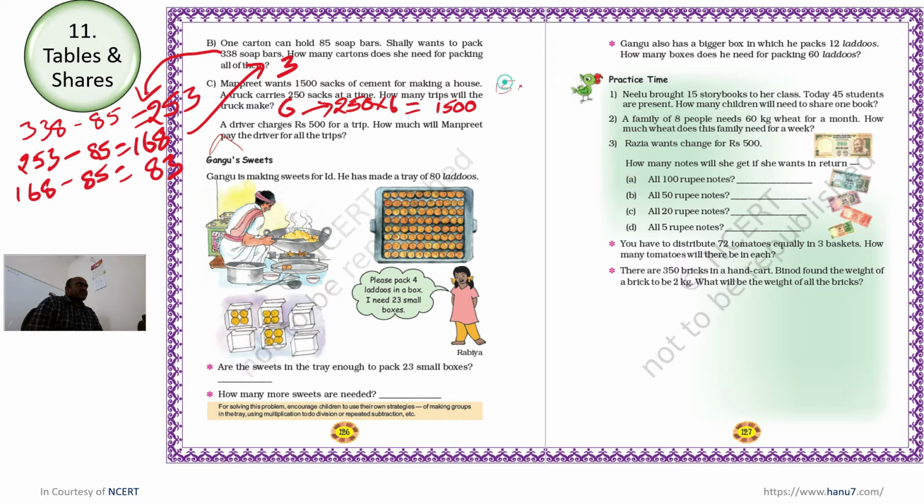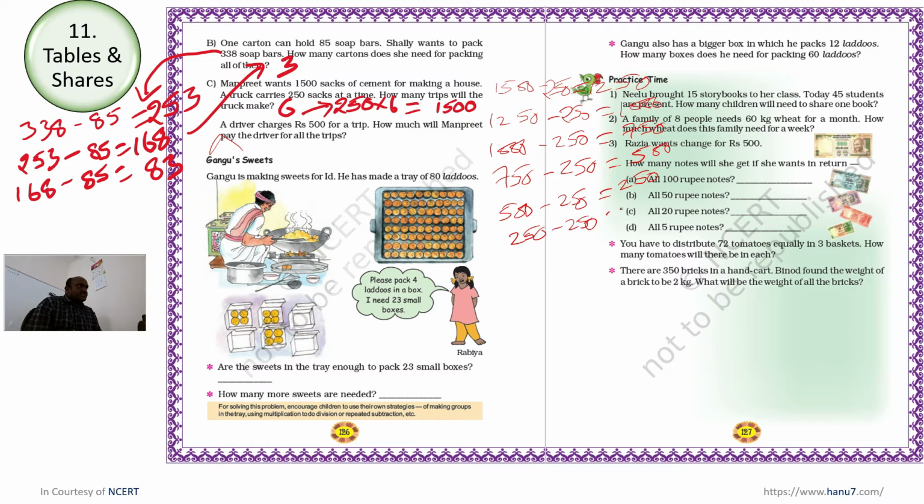So 1500 minus 250 is equal to 1250. Similarly, 1250 minus 250 is equal to 1000. 1000 minus 250 is equal to 750. Sorry, 750 minus 250 is equal to 500. 500 minus 250 is equal to how much? It is 250. The next, 250 minus 250 is equal to 0. So how many did we get? This is 1, 2, 3, 4, 5 and 6. So the answer is 6.